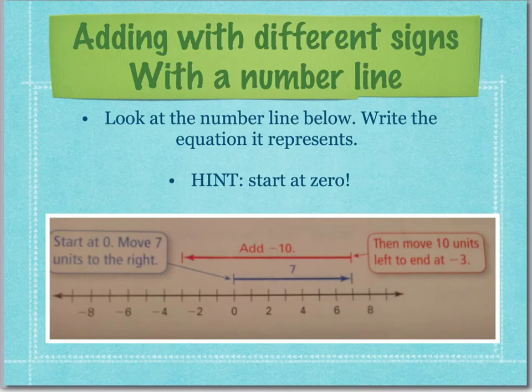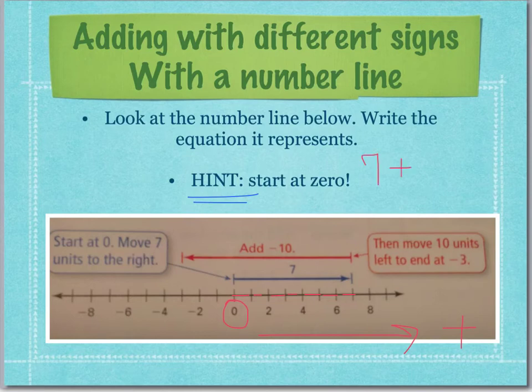For this example, we're going to come up with an equation that is represented by the number line. I've given you a hint here, or I should say a reminder, that's telling you to start at 0. So if you start at 0, which direction is it going? Left or right? It's going right, which means you're going in the positive direction. How many units do you go in the positive direction? 7 units. So our first integer is going to be 7.